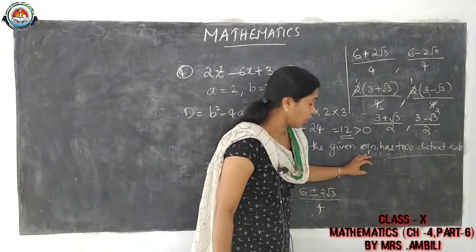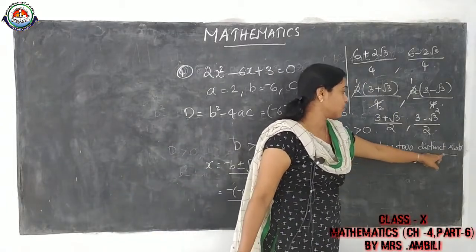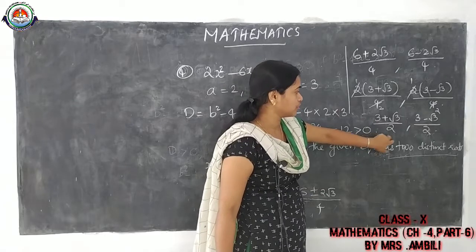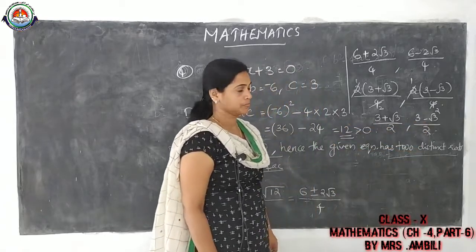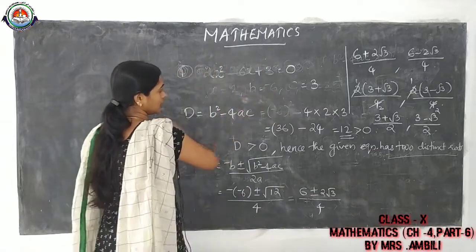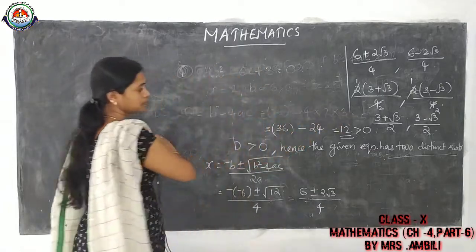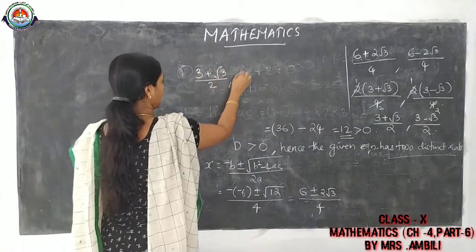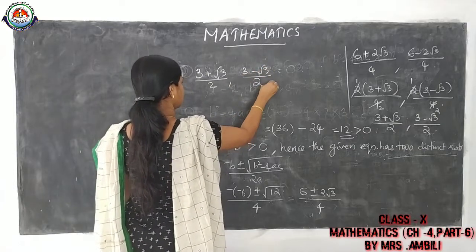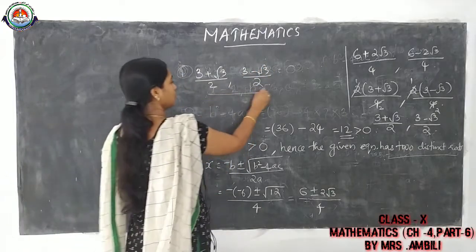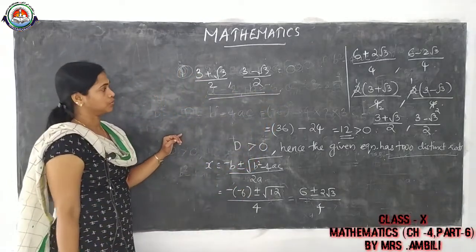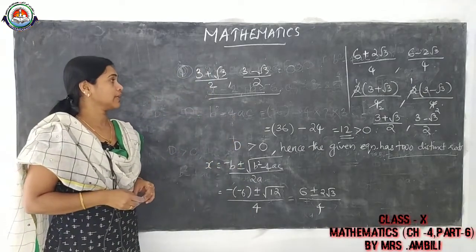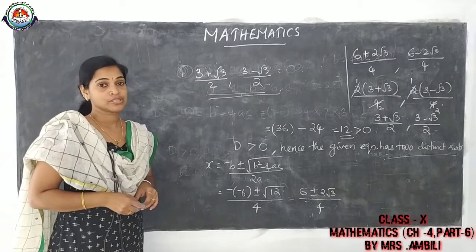Okay, so we already said that the given equation has two distinct real roots. So what are the two distinct real roots? 3 plus root 3 by 2 and 3 minus root 3 by 2. Write: hence the given equation has two distinct roots. So the roots are 3 plus root 3 by 2 and 3 minus root 3 by 2. Okay, these are our two roots. Clear? So our roots are 3 plus root 3 by 2 and 3 minus root 3 by 2. All of you understood?